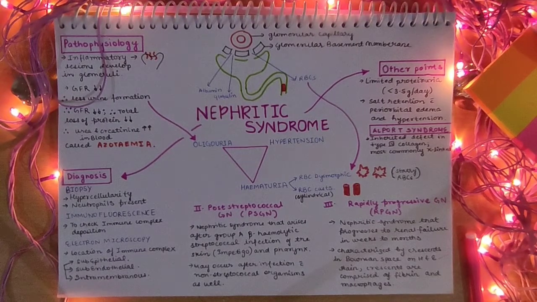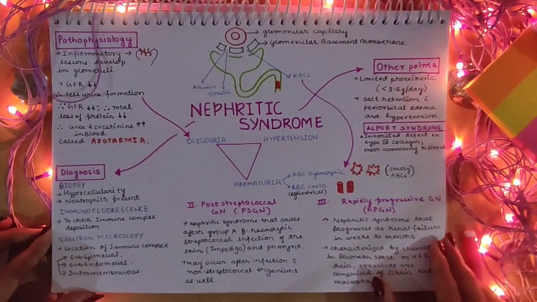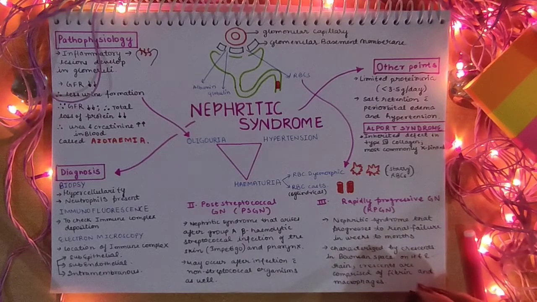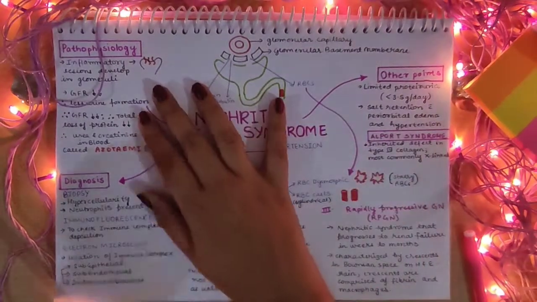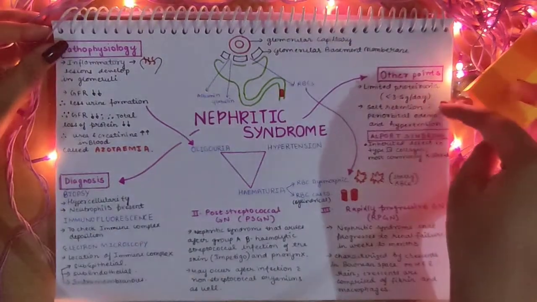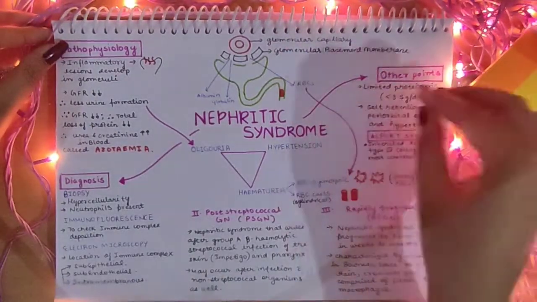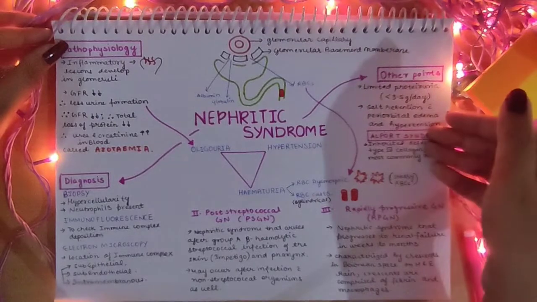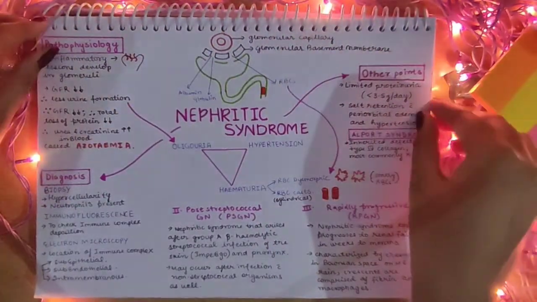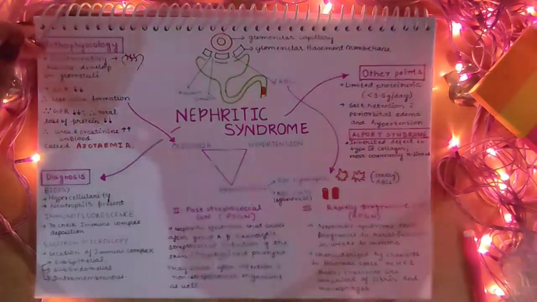So this is a mind map that I have prepared to explain it to you guys so that it would be easy to understand, while keeping it short. So here's the pathophysiology and here's diagnosis, and these are some other important points about nephritic syndrome, and these are some types of nephritic syndrome. So it gets easier when you make a mind map. So I will explain it to you guys now.